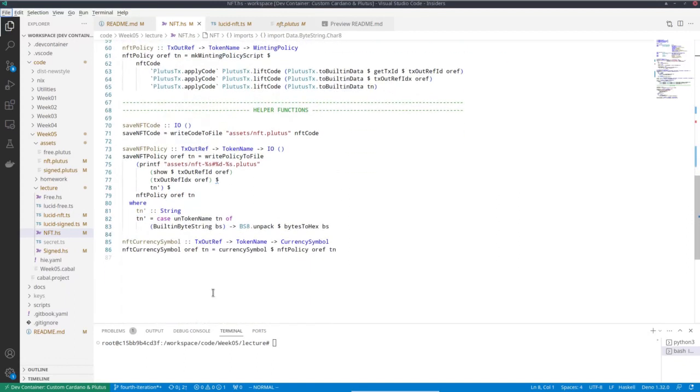And then I have my helper functions for serialization. So if you want a specific minting policy where you already know the TX outref and the token name, you can use this and you end up with a serialized minting policy on disk.